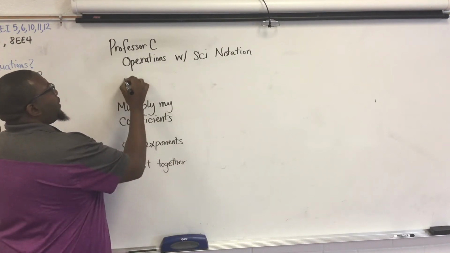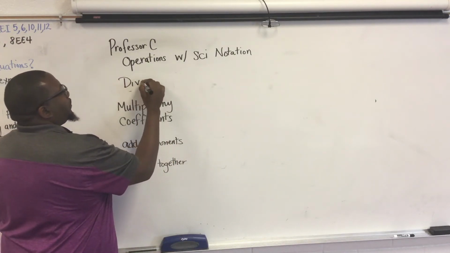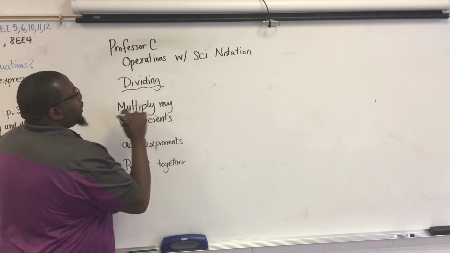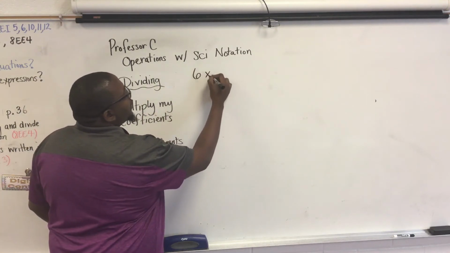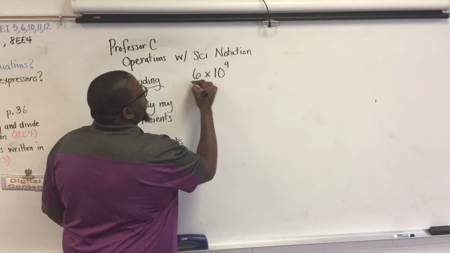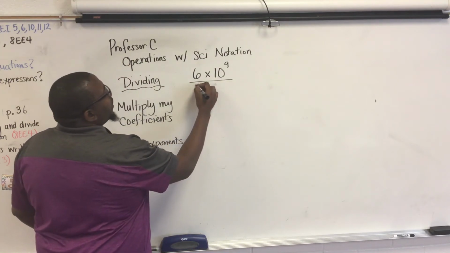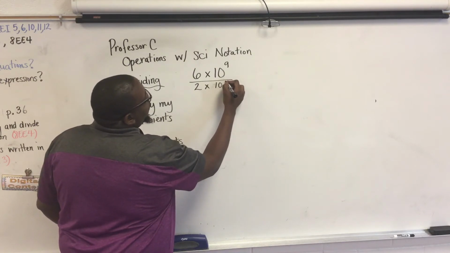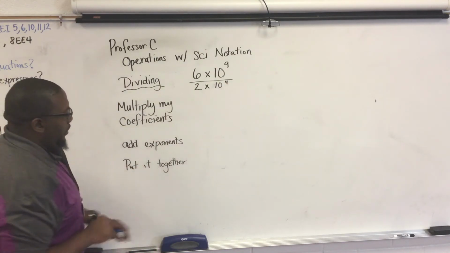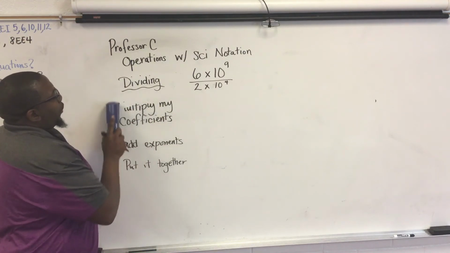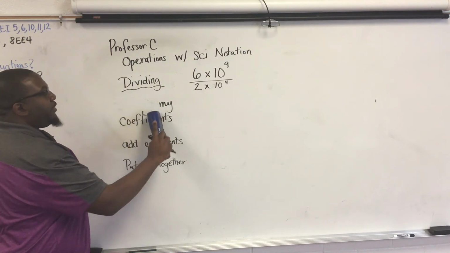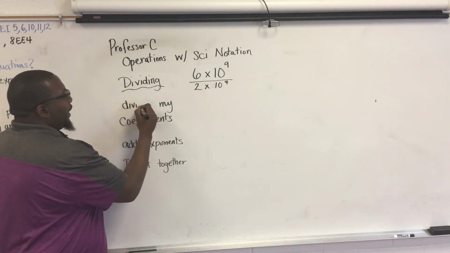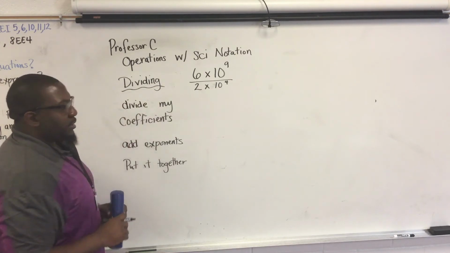Let's take division, for instance. Let's say, for instance, I have the number 6 times 10 to the 9th divided by 2 times 10 to the 4th. Okay? In this case, we don't want to multiply because we have division. We actually want to divide them. So I'm going to divide my coefficients.